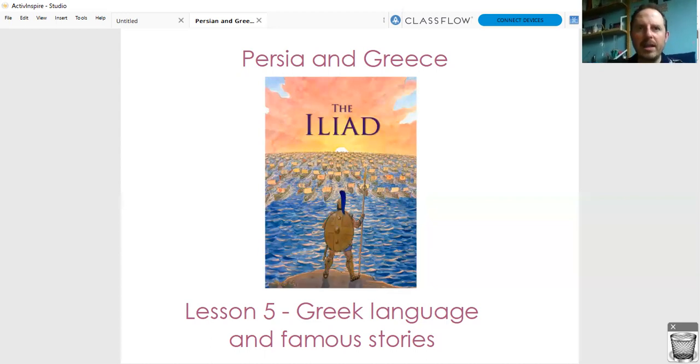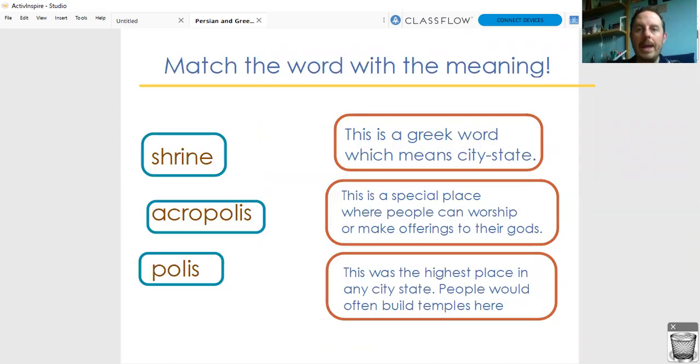But before we do that, let's do some revision. On the board in front of you, you've got 3 words on the left-hand side: shrine, acropolis, and polis. I'm going to read you out the different meanings and you decide how those words match up. You haven't got a sheet to do this on today. We're going to do it in your heads, discuss it with anyone around you, or just talk to yourself. That's fine. I do it all the time. So let's have a look. Shrine, acropolis, polis. 3 words to match.